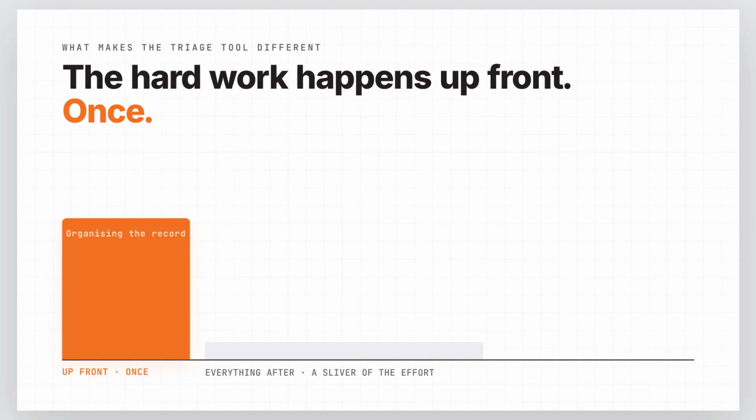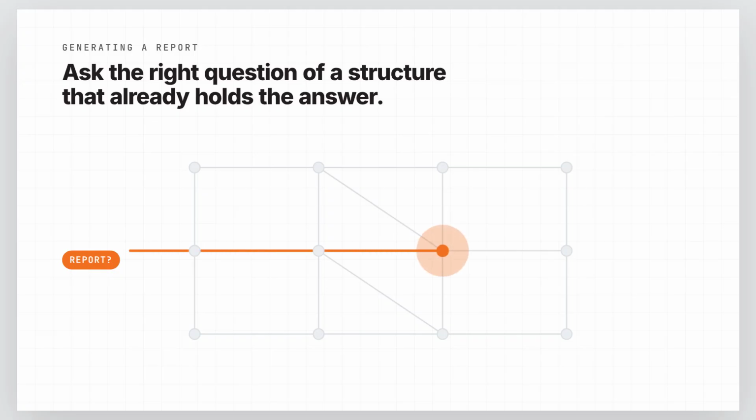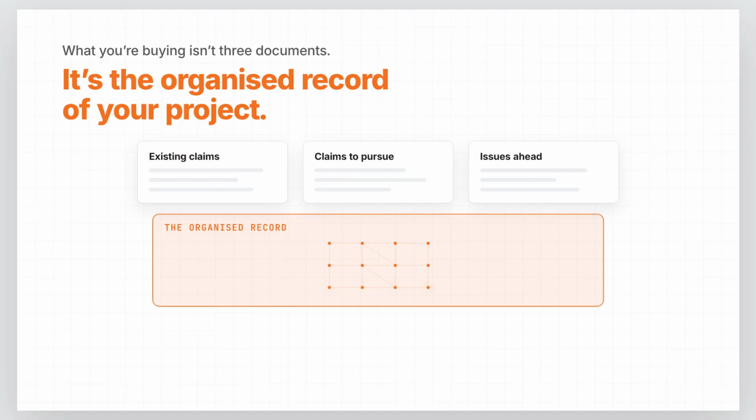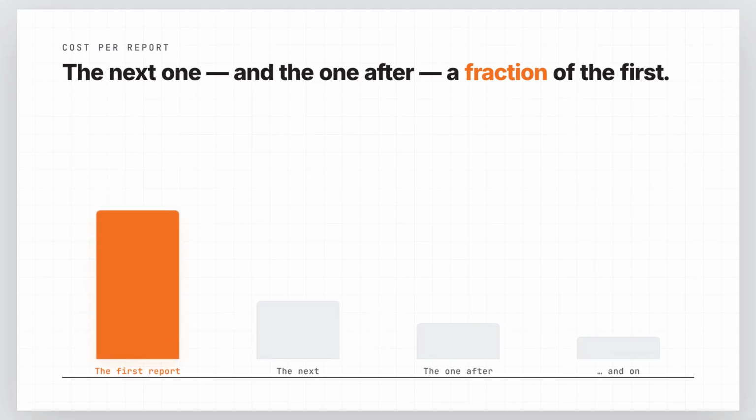That's what makes the triage tool different. The hard work happens up front, once, when the information is organized. Generating a report after that is a matter of asking the right question of a structure that already holds the answer. And that's exactly the kind of task AI does quickly and reliably. So, what you're buying isn't three documents, it's the organized record of your project sitting underneath them. And with that in place, the next report and the one after that costs a fraction of what the first one did.